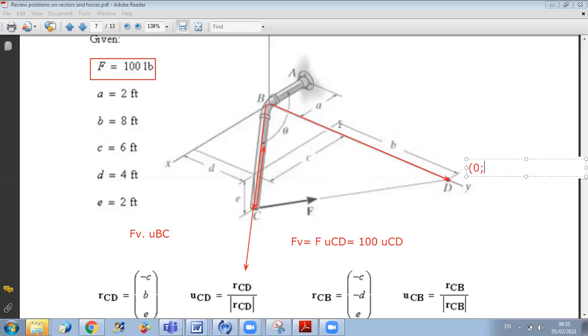Now along y you have D plus B. So D plus B will give you 8 plus 4, 12. So it's 12 and 0. Now for point C also you can find the coordinates.